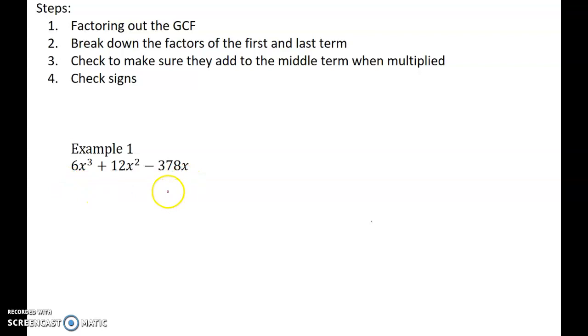Now it's really important that we pay attention that it says the greatest common factor. So I want to also take out the variable they have in common. So they have an x cubed, an x squared, and an x. So we can take out a 6x from all of this.